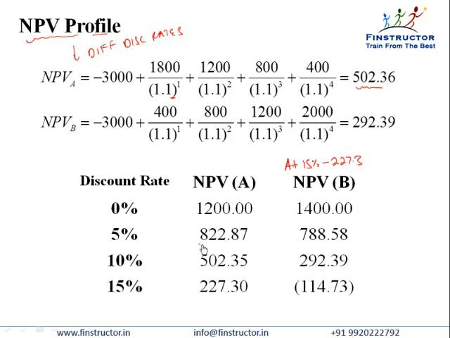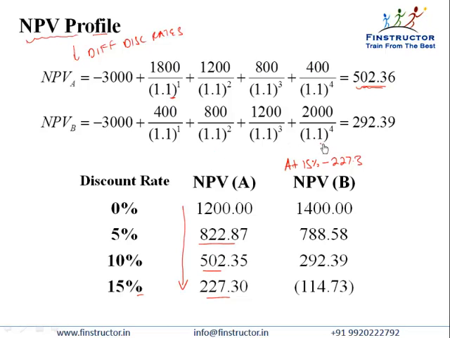So at a discount rate of 5%, we just saw that the NPV comes out to be 822.87. At 10% it is 502.36. At 15% the NPV is approximately 227.3. So as the interest rate or the rate of discounting increases, the NPV keeps coming down.